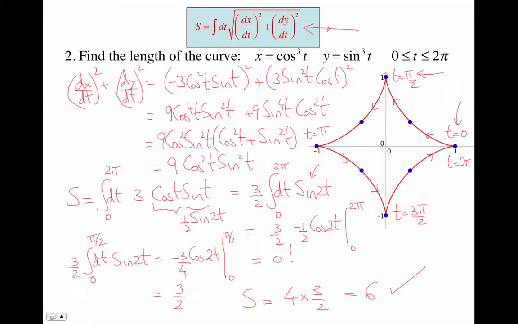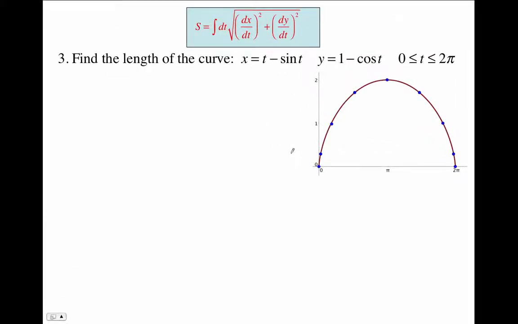Only the positive sign of this square root ought to be taken. So basically we have split up the integral between 0 and 2 pi into this part, this part, this part, and this part. And hence the answer is 4 times 3 over 2.